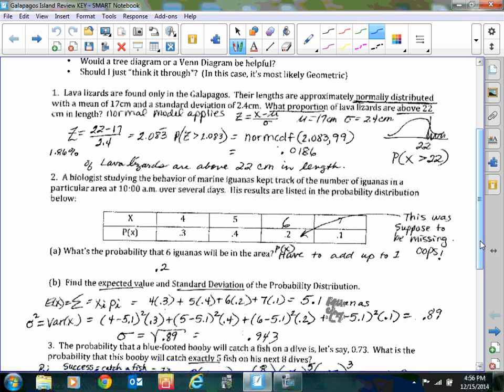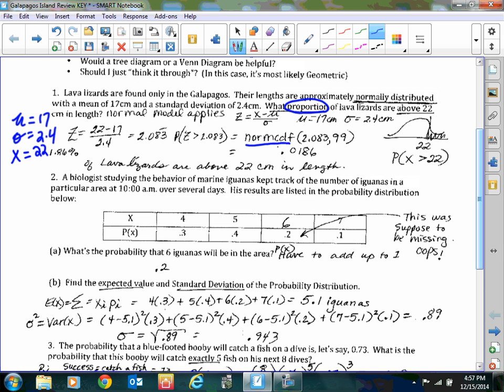It told you that your mean was 17 and your standard deviation was 2.4, and then it says what proportion of observations. Remember, when you find probability, when you find proportion of observations, when you find percentage, you're not going to be done until you have used normal CDF. And then the X value it tells you is a lava lizard of 22.